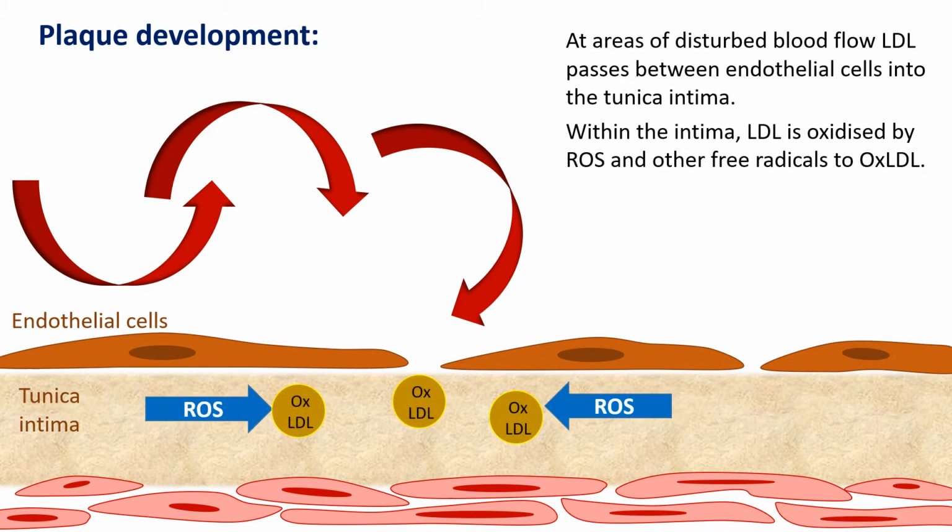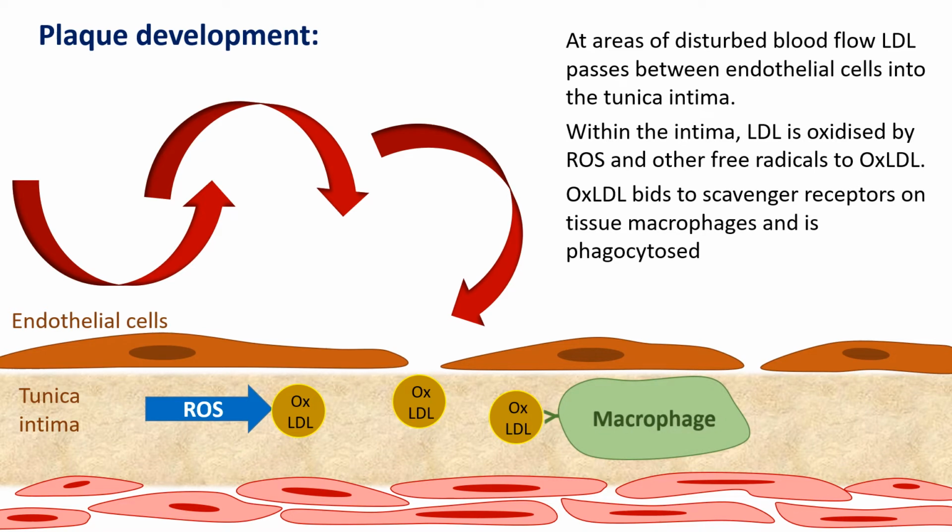Within the intima, this is where our alteration comes in of the LDL. Within the intima, the LDL is then oxidized by ROS and other free radicals, and it becomes something called OX-LDL. OX-LDL are our altered lipids. OX-LDL then binds to scavenger receptors on tissue macrophages, and that stimulates phagocytosis. So basically, along comes our macrophage within the tissue, and it binds and phagocytoses the OX-LDL because it's an altered lipid. It's different, it's wrong, it's a target now because it's altered. And it phagocytoses it.